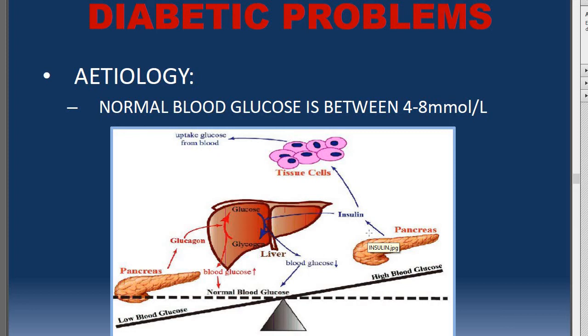I hope that kind of makes sense. It's a very simplistic but quite an accurate way of doing it. So insulin gets sugar from the blood into the cells.